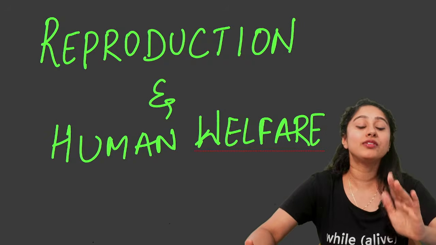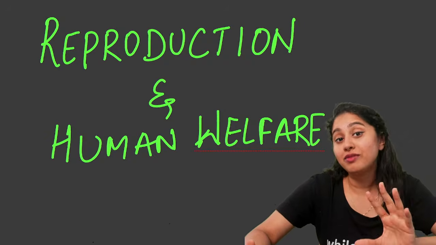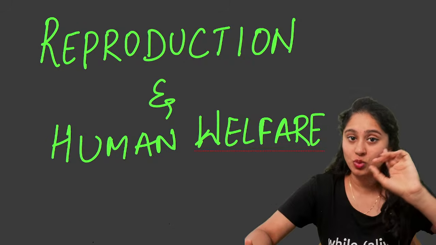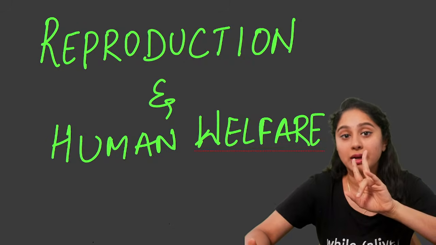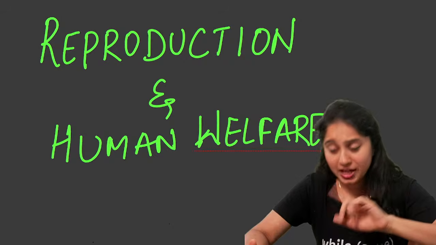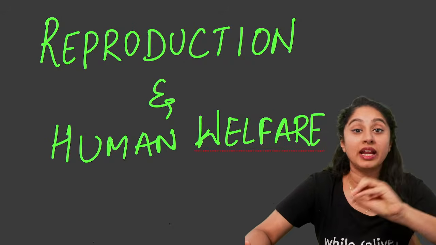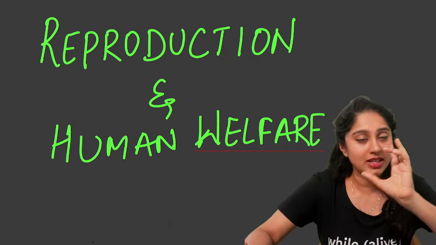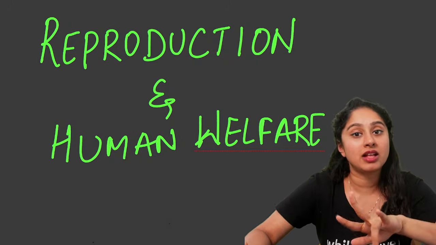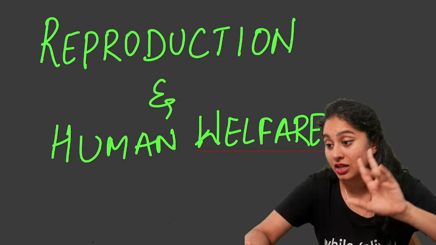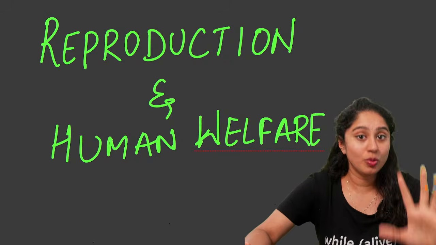Now apart from that we have human welfare. Human welfare consists of 2 chapters. One is human health and disease, the other one is microbes and human welfare. In human health and disease, you will majorly get very straightforward questions from the diseases: AIDS, cancer as well as drugs. These are the most important parts of human health and disease.